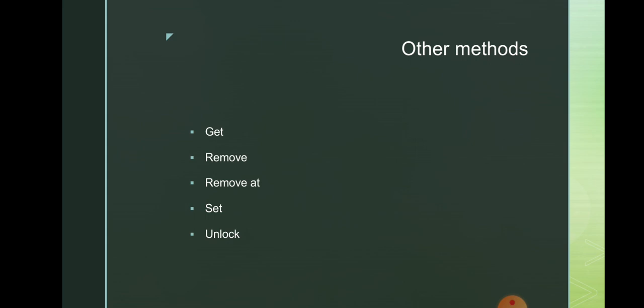Next, what are the other methods? Get. It helps to get the object by name or index. Remove. It will remove an application variable from the collection. RemoveAt. RemoveAt means remove an application variable with the help of the specified index. Set. It will update the value of an object in an HTTP application state collection. That means it will modify some value of an object in an HTTP application state collection. Unlock. It will unlock the access to an HTTP application state variable.